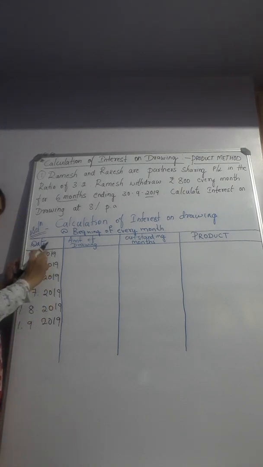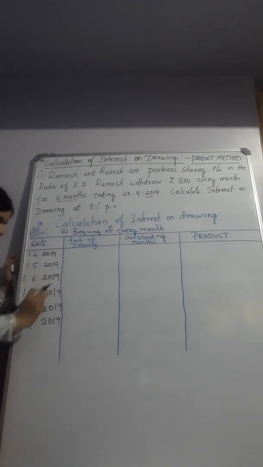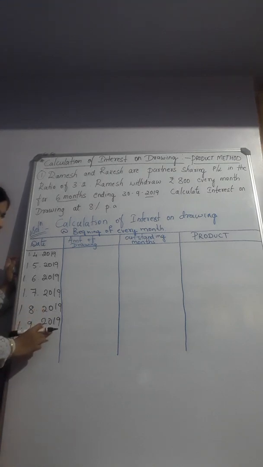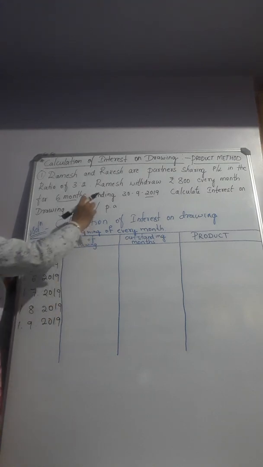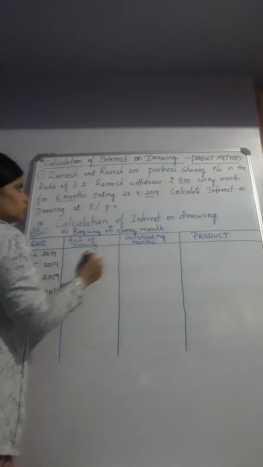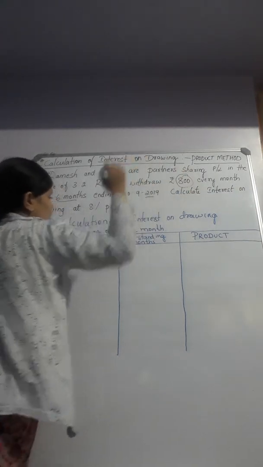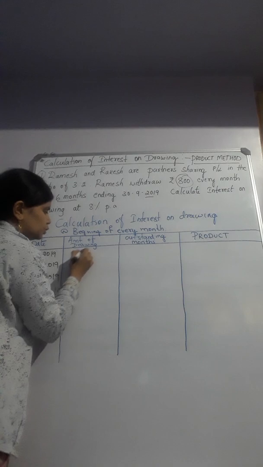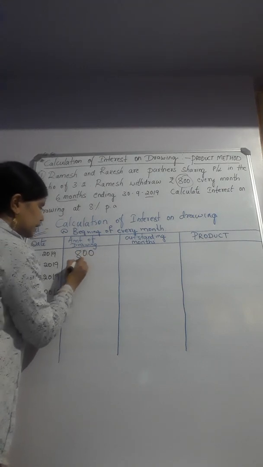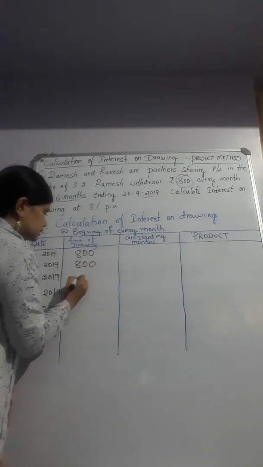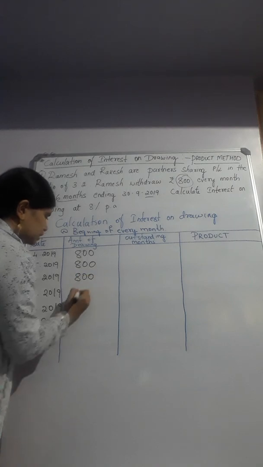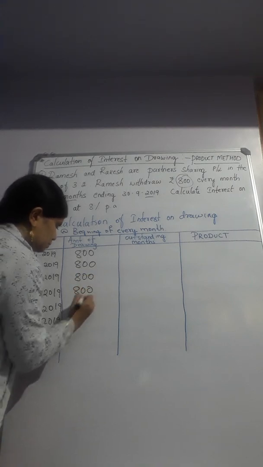Okay, 1/4/2019, 1/5/2019, 1/6/2019, 1/7/2019, 1/8/2019, 1/9/2019. What is the amount of withdrawing? How much amount is withdrawn by the partner? That is 800, uniform amount. 800 uniform every month, the same amount. 800 is withdrawn by the partners.